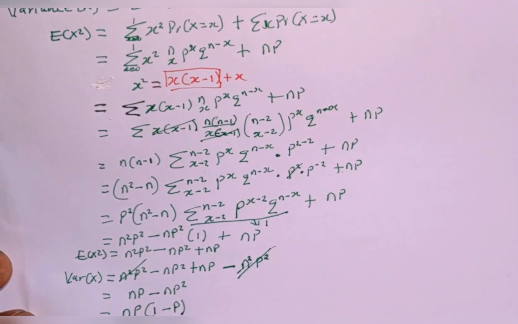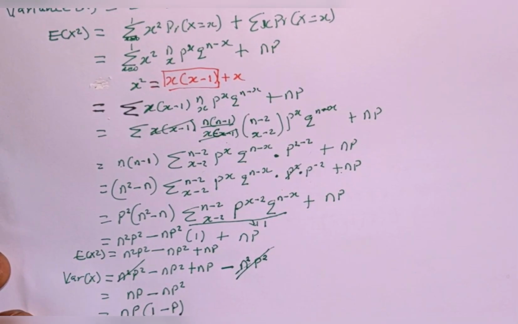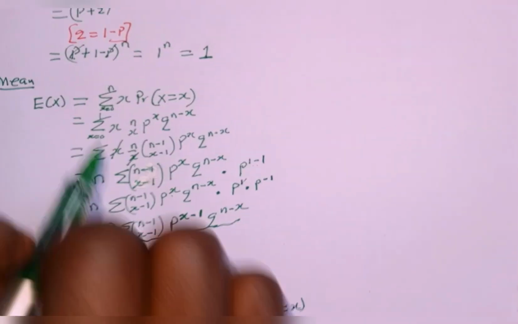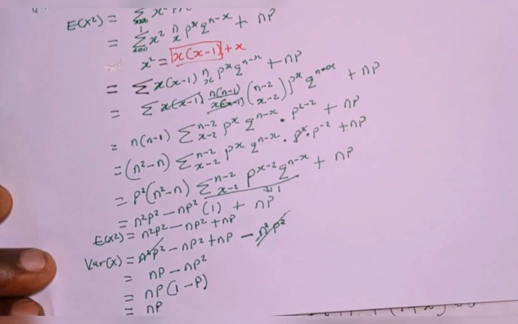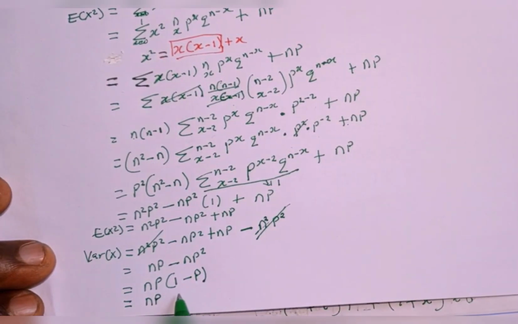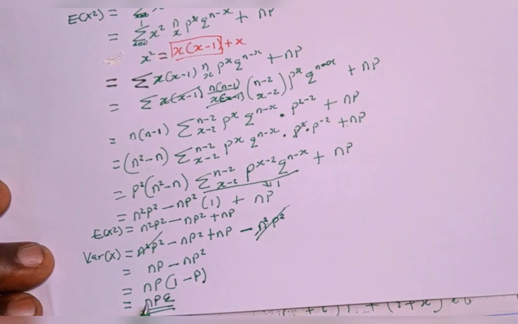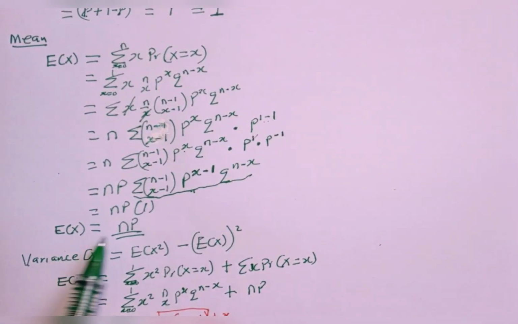So therefore, the variance of a binomial distribution is going to be equal to what? Np. But recall that 1 minus p is the same as q. So in this place where we have 1 minus p, we are going to replace it with q. So therefore, the variance of a binomial distribution is npq, while the mean, which is expected value of x, is np.